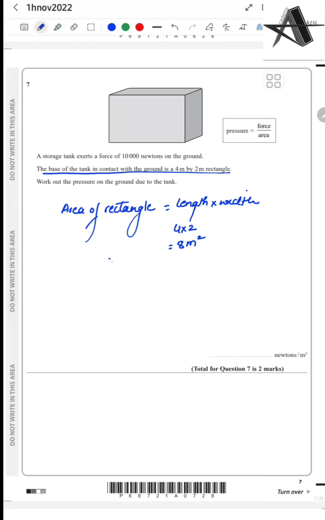Force is what? 10,000. So simple, as it's given, pressure is equal to force by area. Force is 10,000, area is 8. If you divide it, you'll get the answer as 1250. Answer is 1250 newton per meter squared.